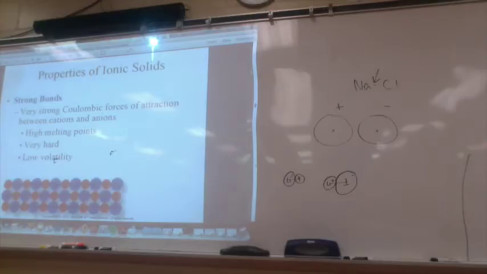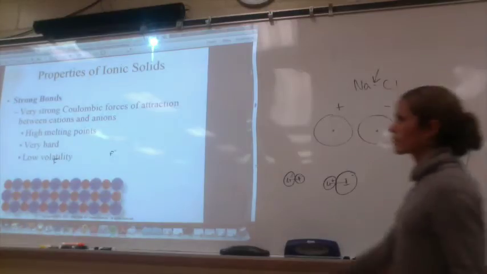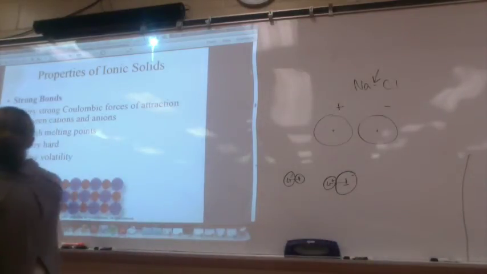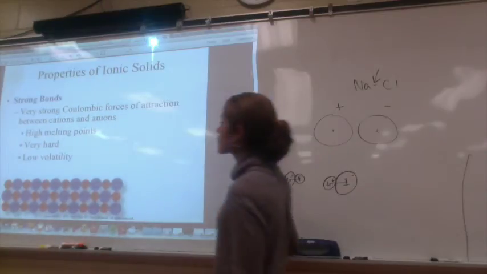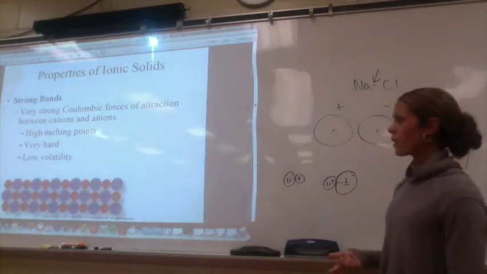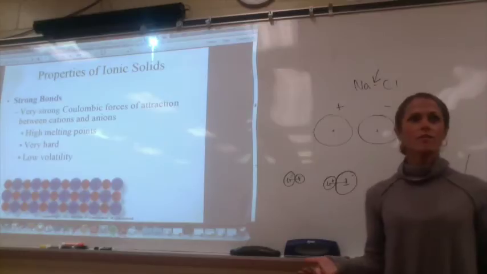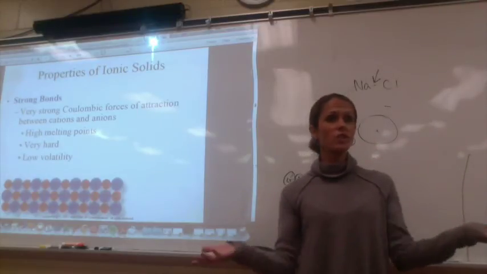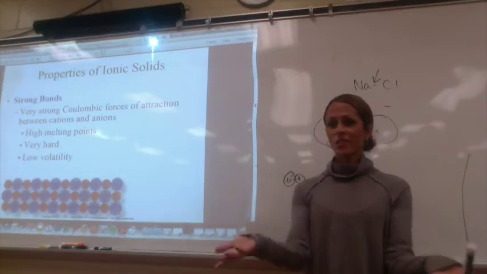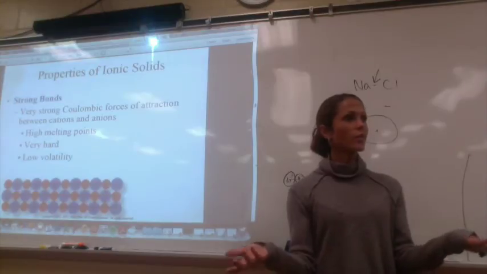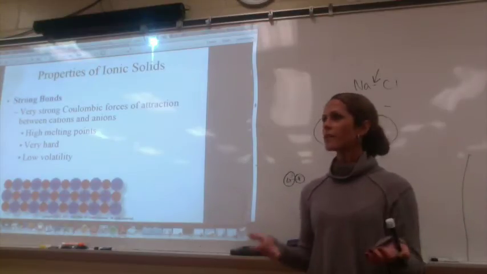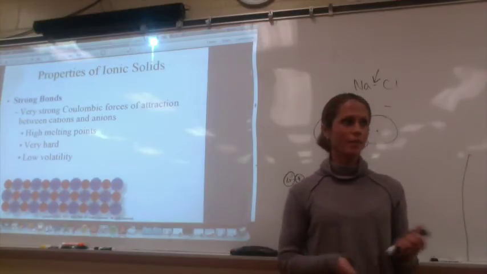All right, some properties of ionic solids. They have very strong Coulombic forces of attraction between cations and anions, which means that they have high melting points, they're very hard. Low volatility. Volatility means sort of its ability to just evaporate sitting on the surface. So, like, think of sodium chloride. Does that just evaporate? No.